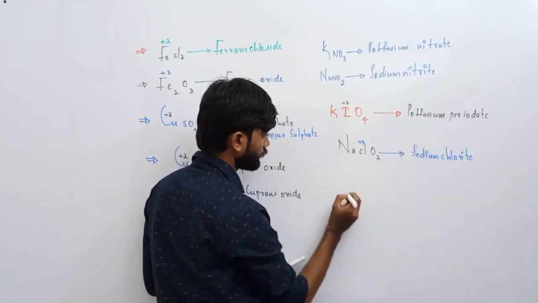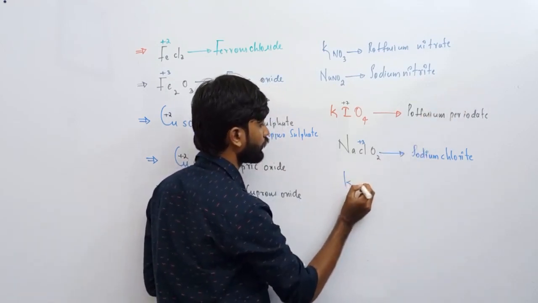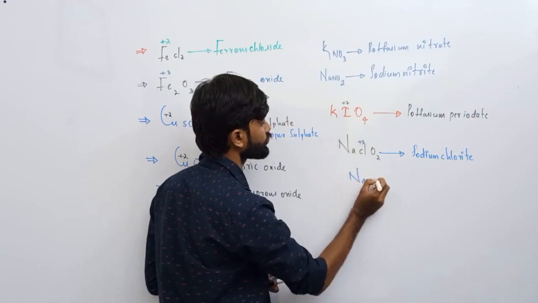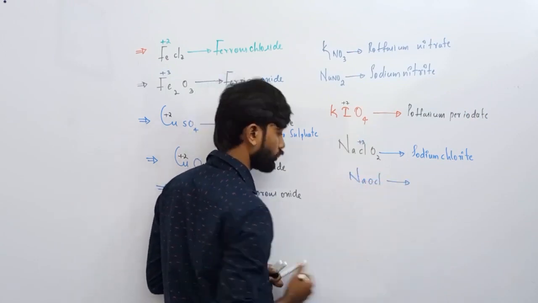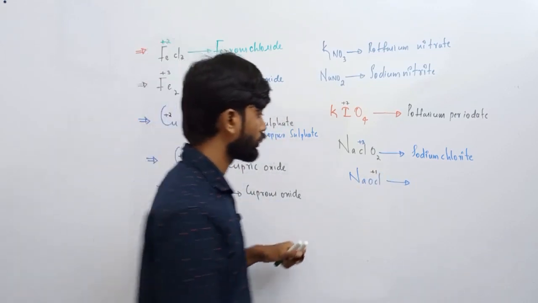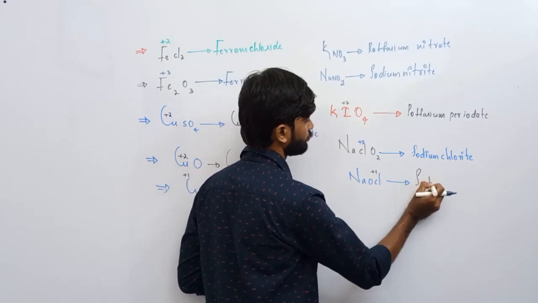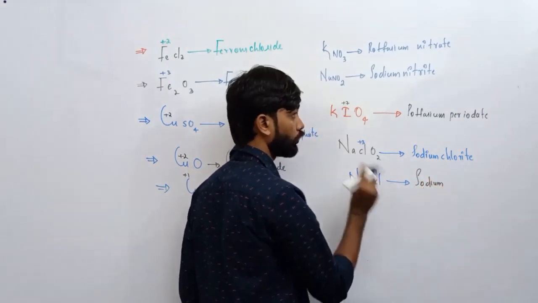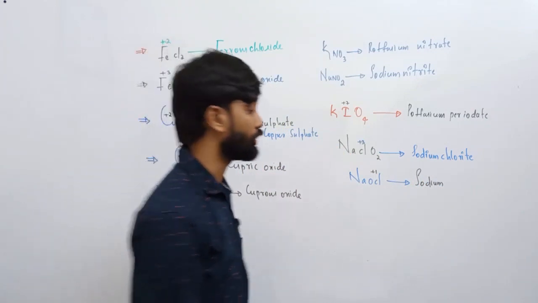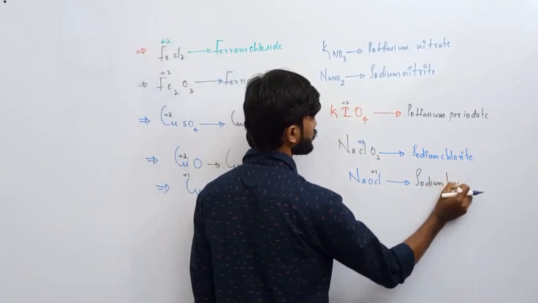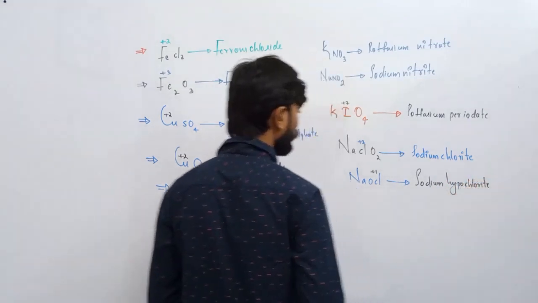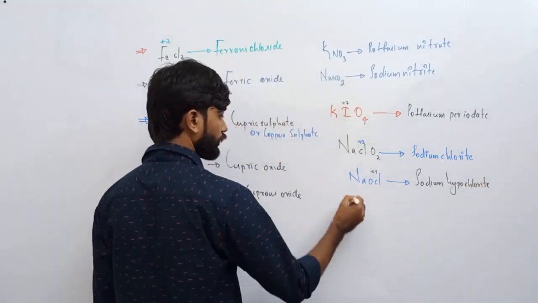Okay. The next is NaOCl. What about the oxidation state of chlorine? That is +1. Then it will be sodium OX minus, where the halogen is in +1. Hypohalide. So sodium hypochlorite. Sodium hypochlorite. Ready?